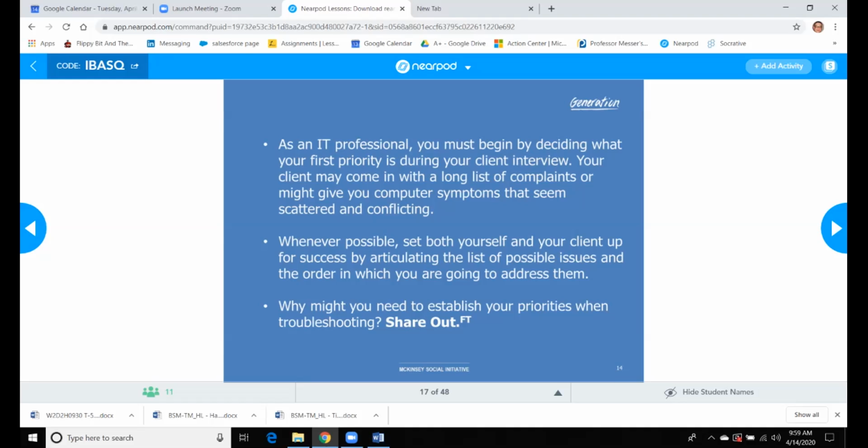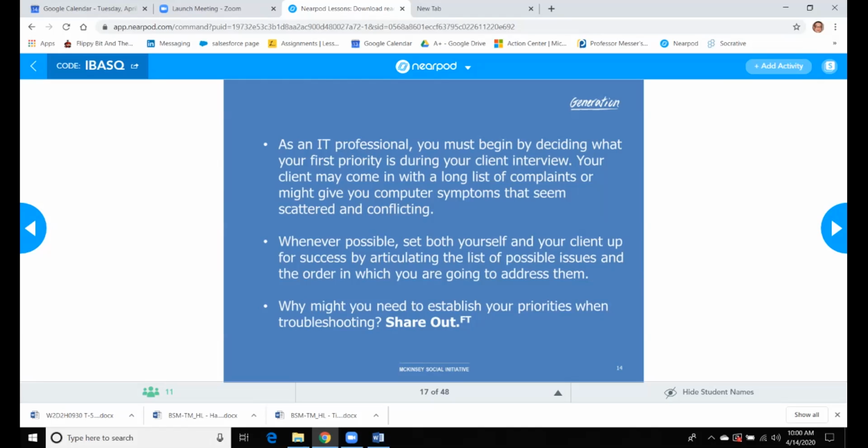So we also have to prioritize and look at the list to see what exactly needs to be done, because patching the old Office, when they already asked me in another item to install the latest and greatest Office, I wouldn't do the patch, right? I'd just get rid of that, because I'm going to install the latest and greatest and most likely download the latest patches for that Office or program. So whenever possible, set both yourself and your client up for success by articulating the list of possible issues and the order in which you are going to address them. We want to make sure we're clear on their expectations and what is being done.